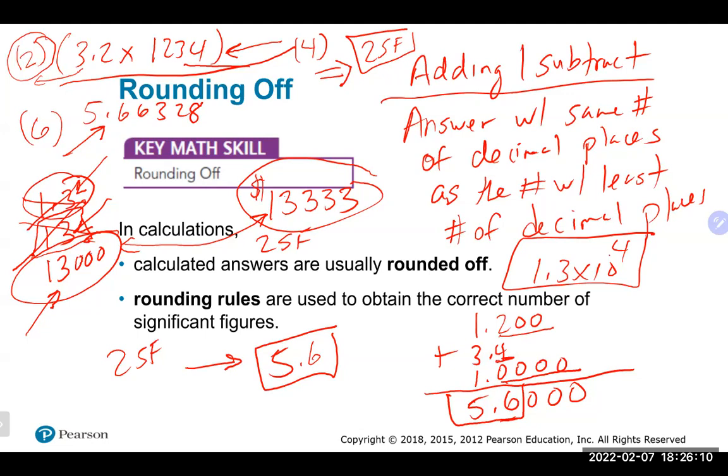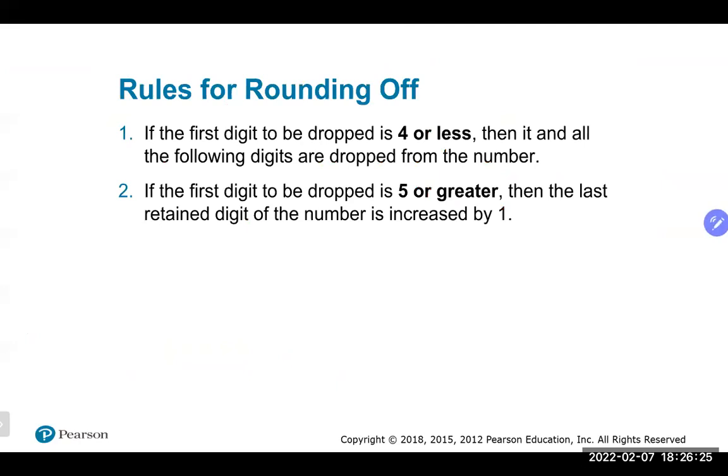All right, so it's always important when you do calculations to try to end up with the right number of significant figures. Again, for multiply and divide, it's the least number of sig figs. For adding and subtracting, it's the least number of decimal places. There are our rules for rounding, as we talked about. 4 or less, we drop. 5 or more, we round up.